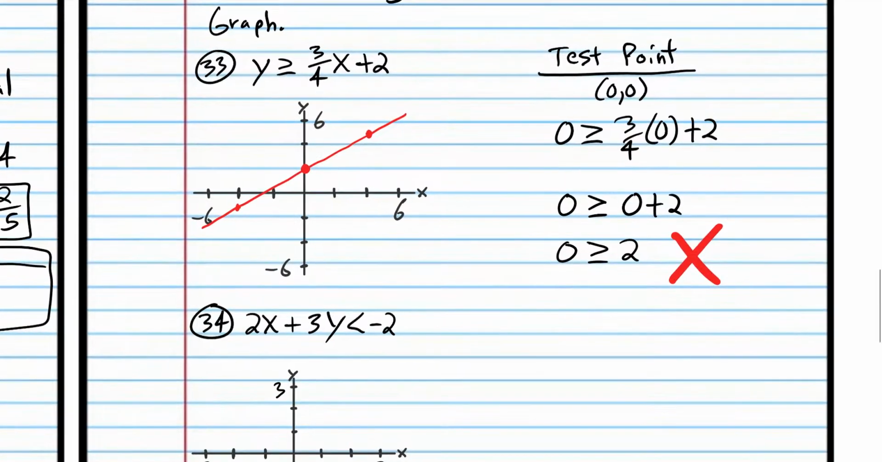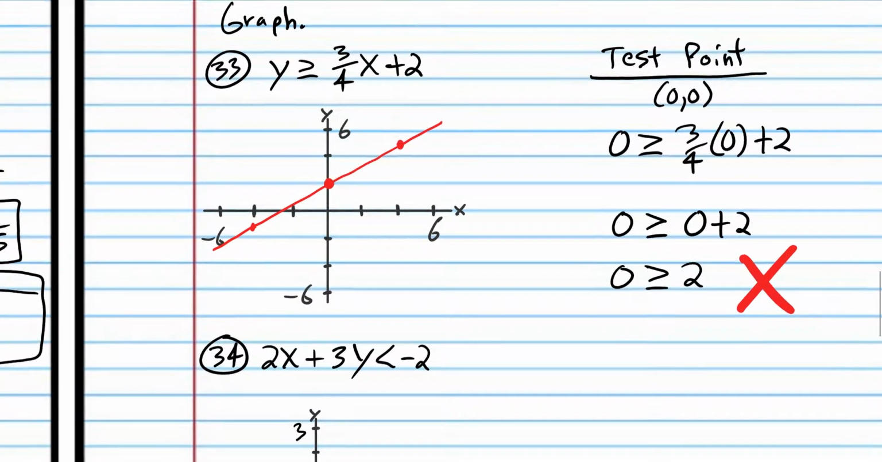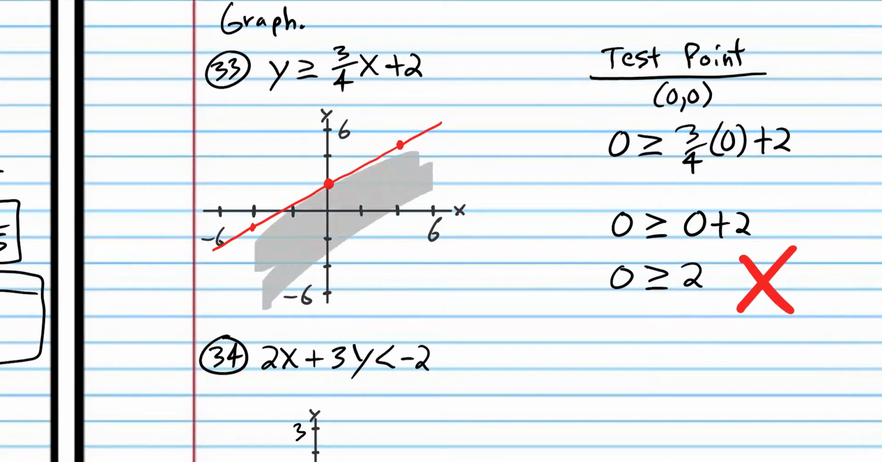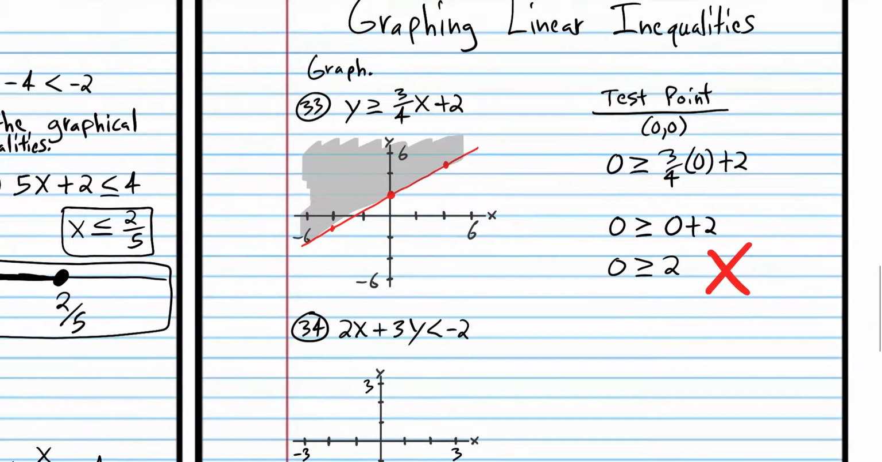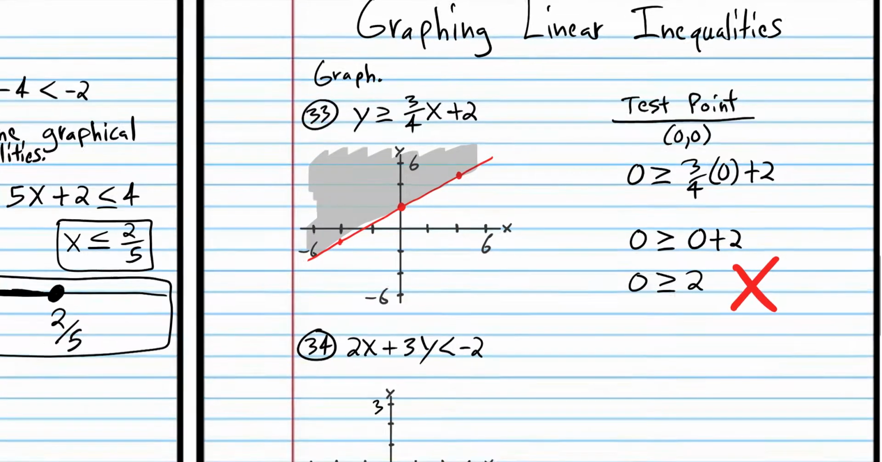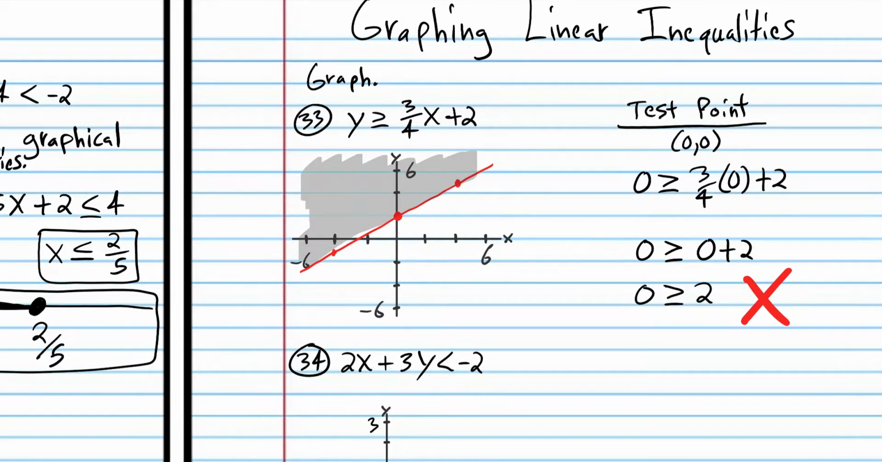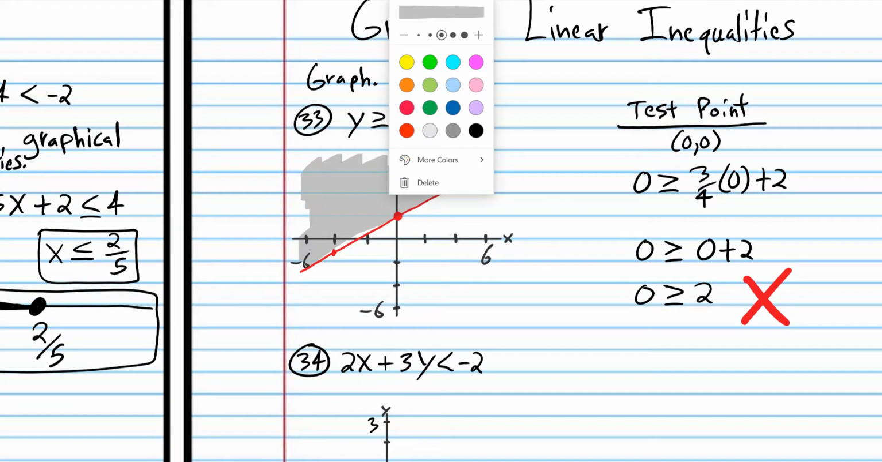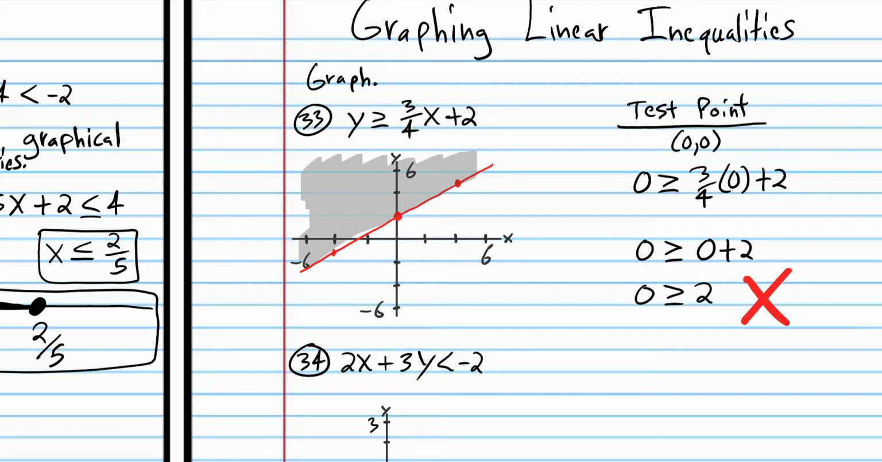So therefore, we're not going to shade in this side. Instead, we're going to shade in this side over here. And so that means that all points on this side of the line, they work in this inequality if you plug them in. But it's also important to understand that the points on the line, they work also. So just be aware of that.